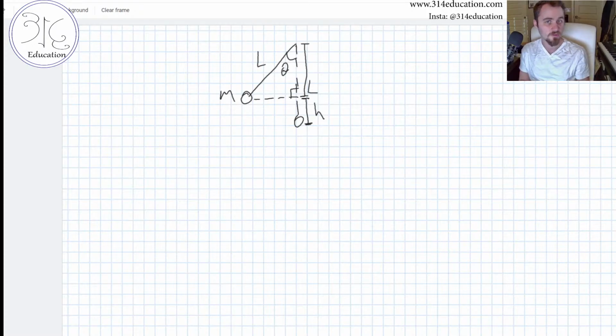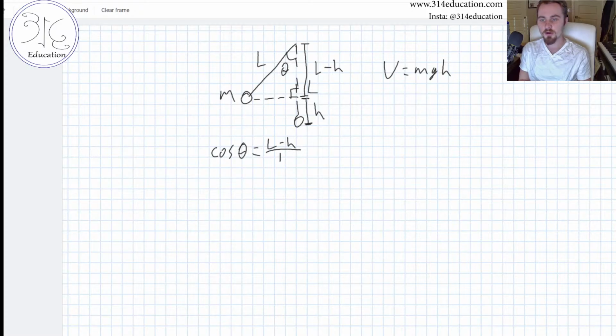And we can solve our potential energy as we're looking for something of the form mgh. So we need to get a way to express h in terms of L and theta. And so what we can do is we can use this upper end. This is going to be L minus h. And that's adjacent to our angle, and our hypotenuse is L.